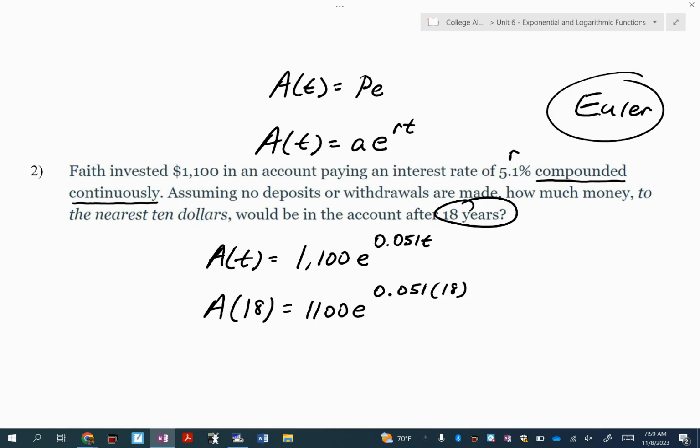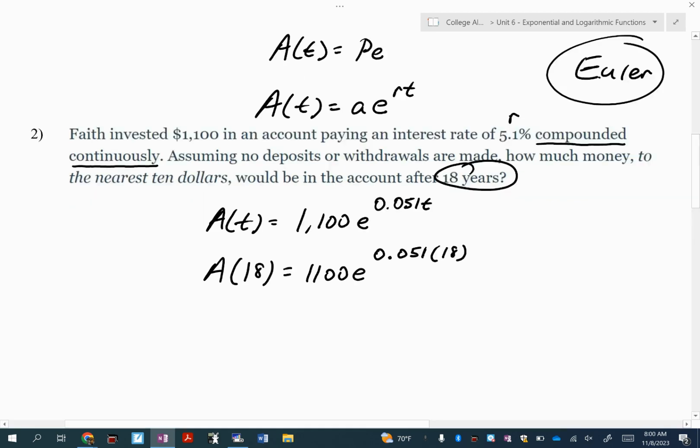Actually, type in 1100. Then hit second, LN, which is the third button down. It should make it E and give you a little box. And in that box, you're going to type 0.051 and then parentheses times 18. And hit enter. I got 2754. Did you guys get that?